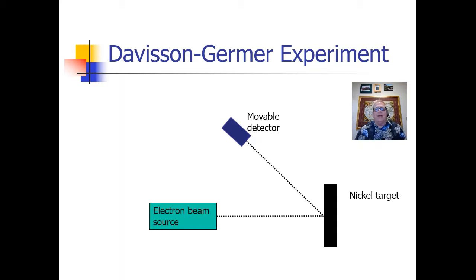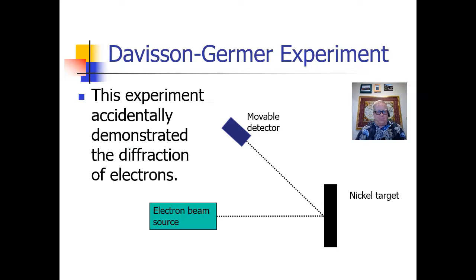Now, the original verification of the wave behavior of electrons was not made using a double slit experiment. It was an accidental discovery in the so-called Davisson-Germer experiment. In this experiment, an electron beam was fired at a nickel target, and when they detected the electrons after they bounced off the nickel target, they found that they formed an interference pattern like you would get if you had taken a light beam and shined it on a crystal. So this is another verification that particles like electrons can exhibit wave behavior.